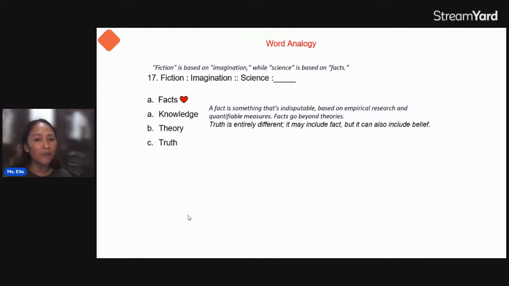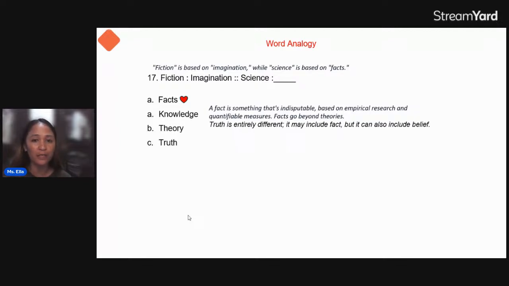And it's quantifiable measures. Facts go beyond theories. You have first your knowledge, then you go with theories, and then through that theory you do research, some measurements and experiments, and then you come up with a fact, and that's the science already, which is based on facts.